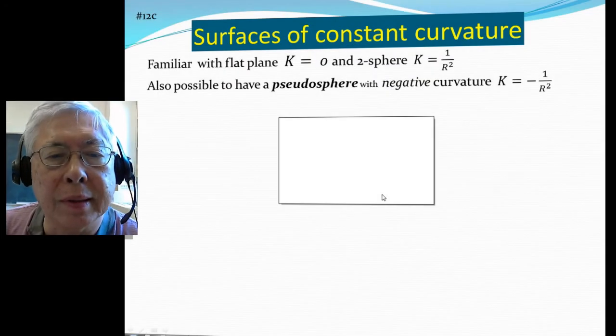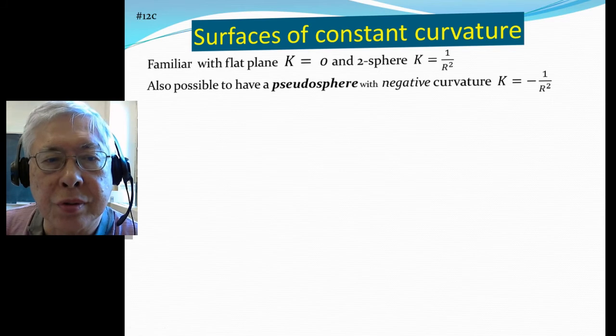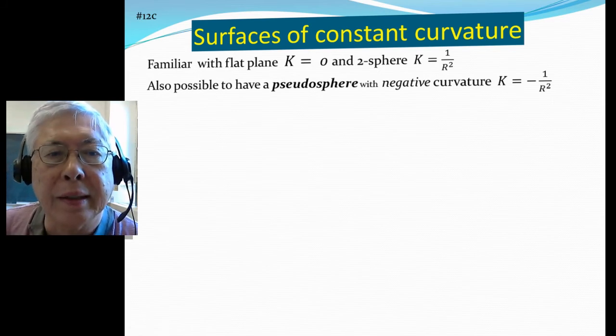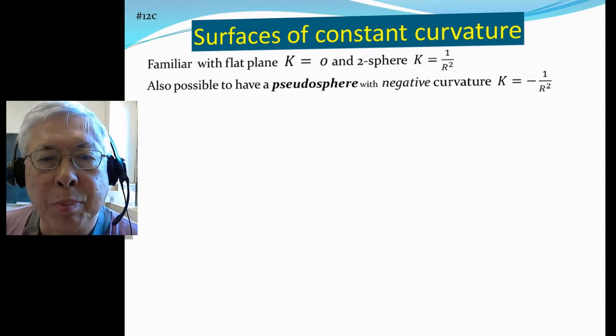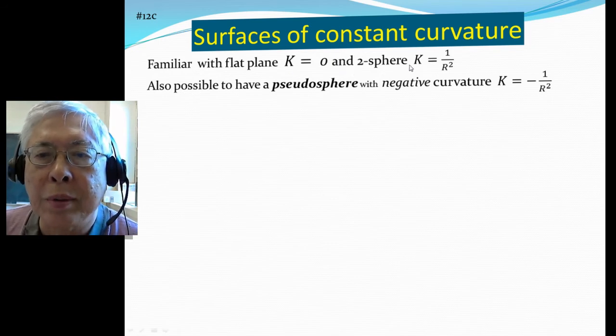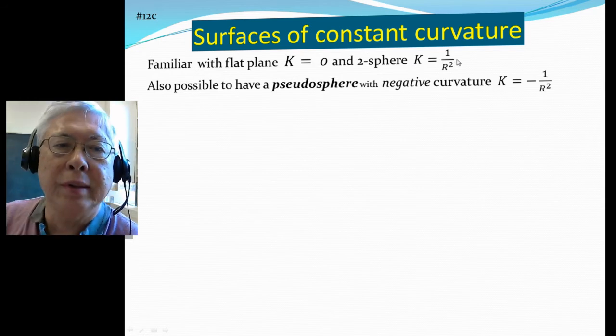We talked about curvature, Gaussian curvature, for a two-dimensional surface. In particular, we talked about the example of a flat plane, which has curvature equal to 0, and a spherical surface, or two-sphere, which has curvature equal to 1 over r squared, where r is the radius of the sphere.